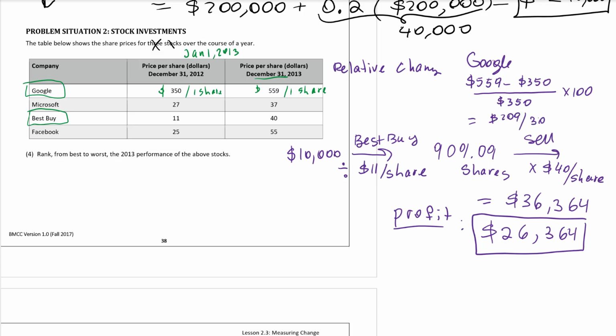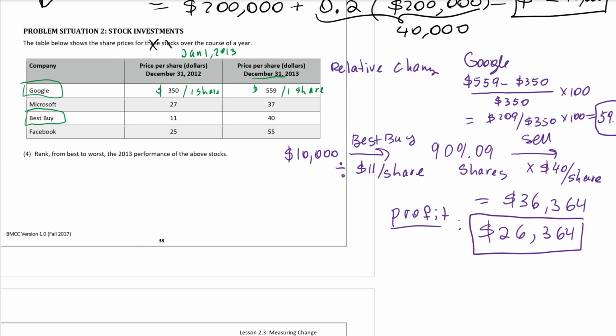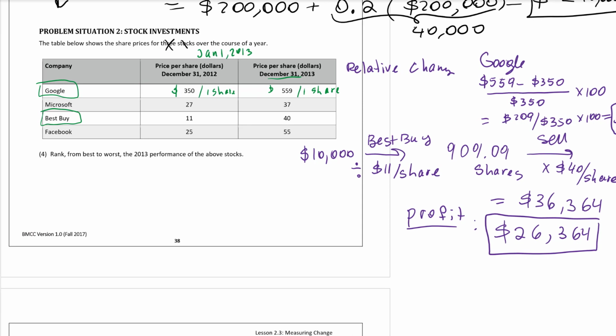Divided by 350 second. Do not do several calculations at once. Do it one step at a time. You do the numerator first. You get 209 divided by 350, and then multiply by 100, which gives us 59.7%. So that's the relative change for Google.